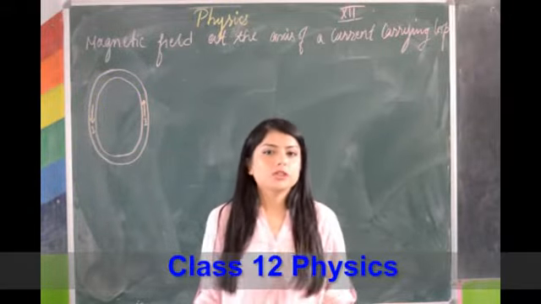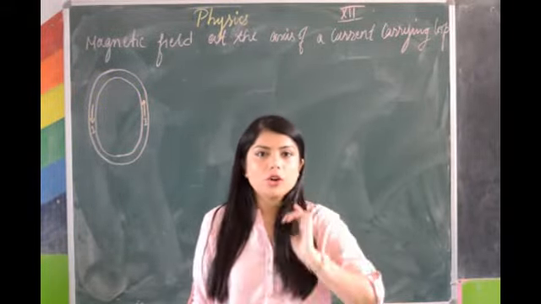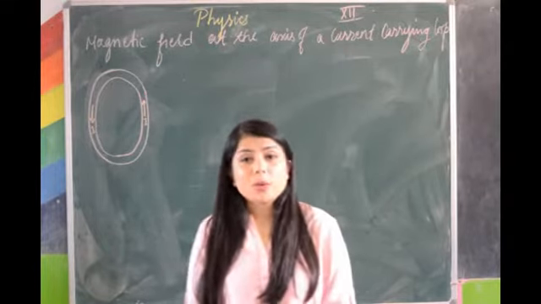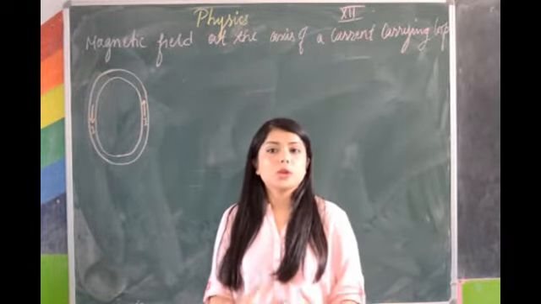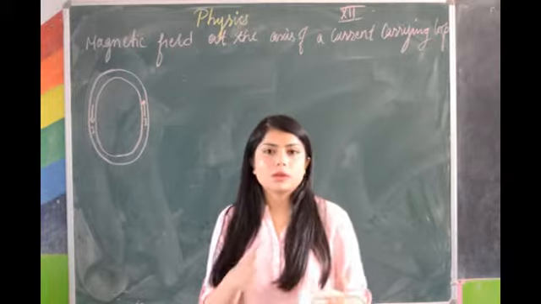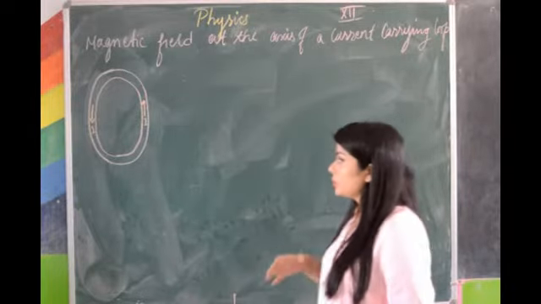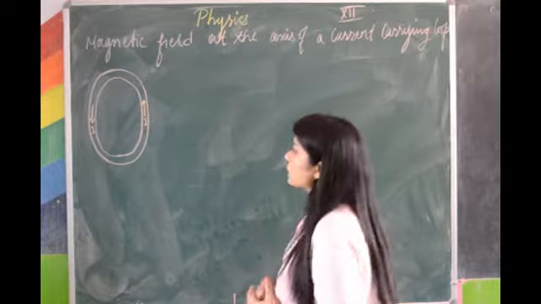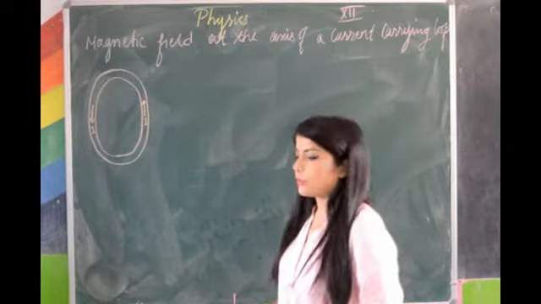Class, we have just found out the equation for the Biot-Savart law, or the magnetic field due to a current carrying conductor. That was a straight wire, so the diagram was very simple. But today we are going to find the magnetic field at the axis of a circular loop. Okay, at the axis of a circular loop.